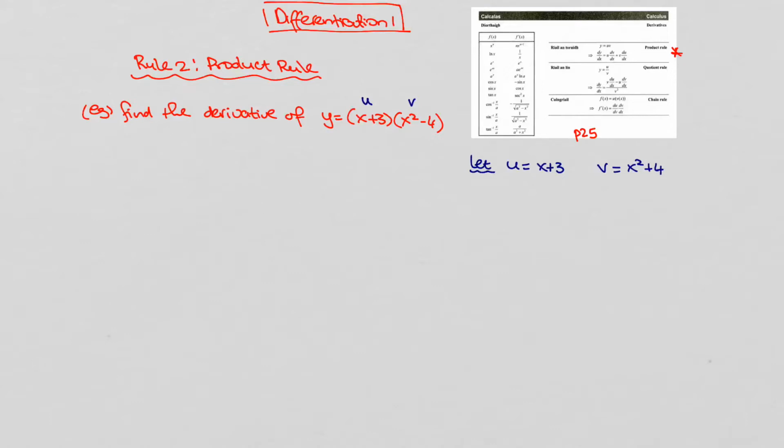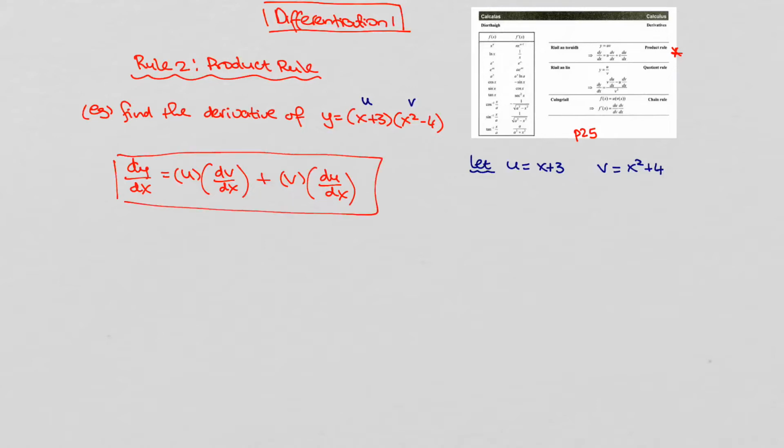Now, if we look at the rule itself here on the top right-hand corner, we can see what we have to do next is we take the two separate parts of the function, u, and I multiply it by dv dx. So what that means is I'm multiplying u by the derivative of v, and then I'm adding v times du dx, where du dx means the derivative of u. So this is the product rule.